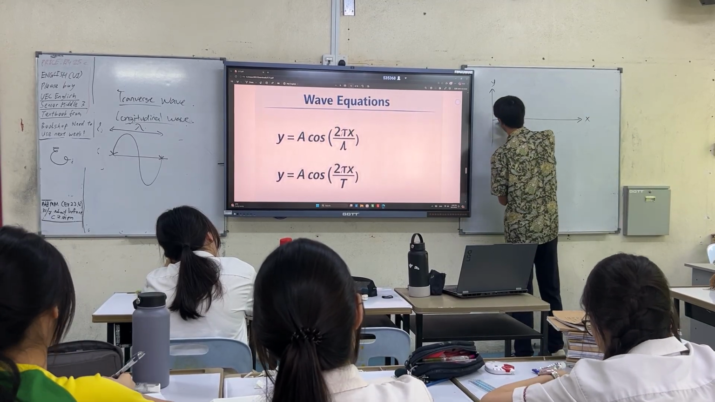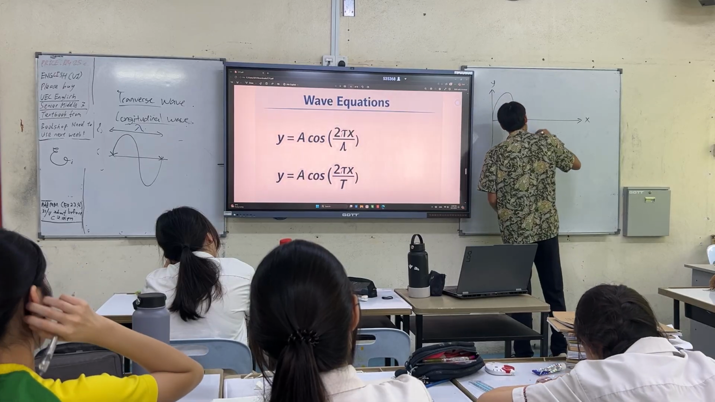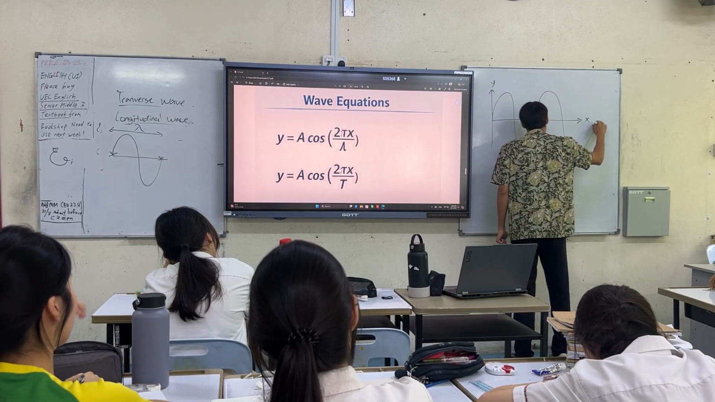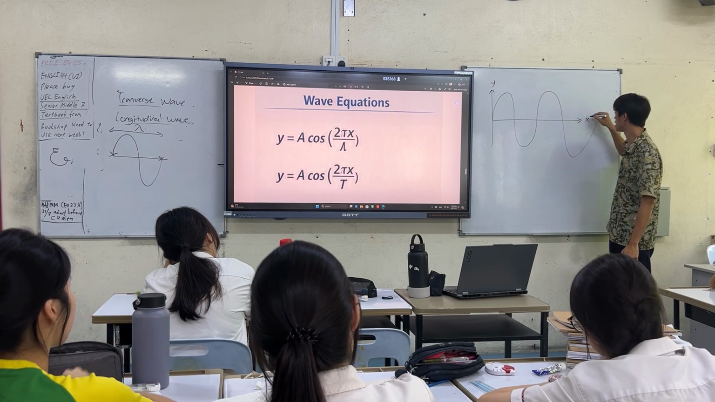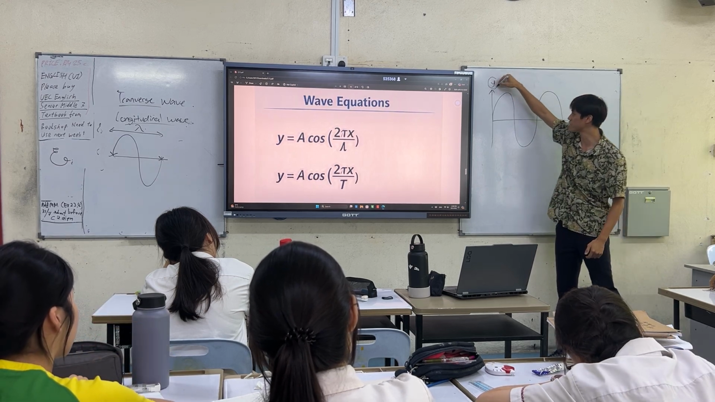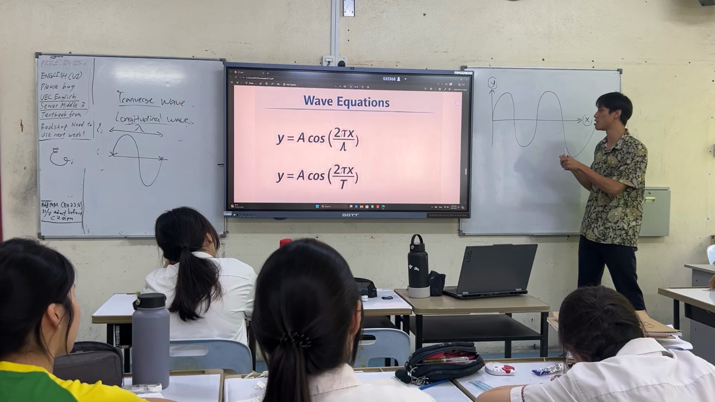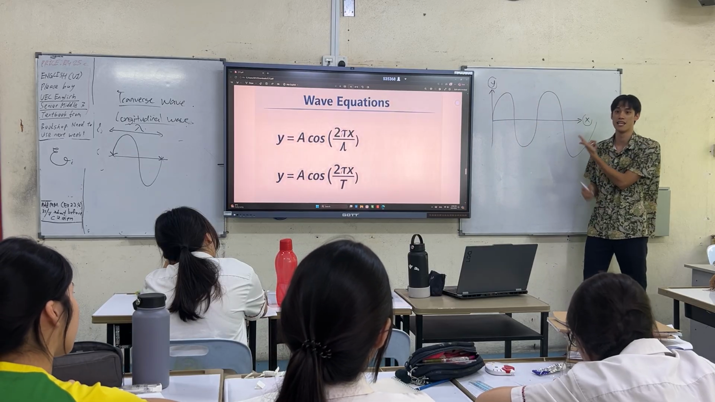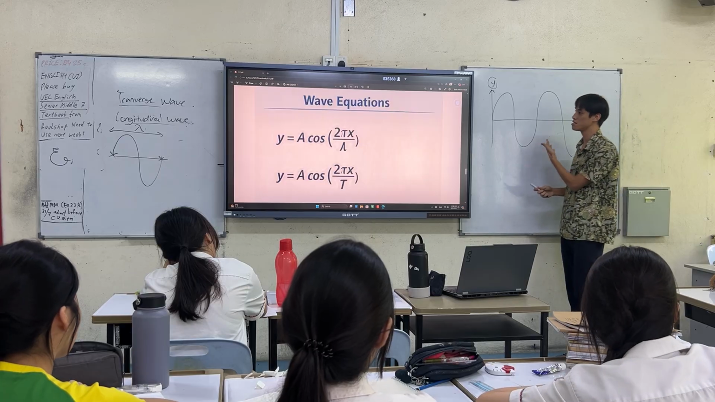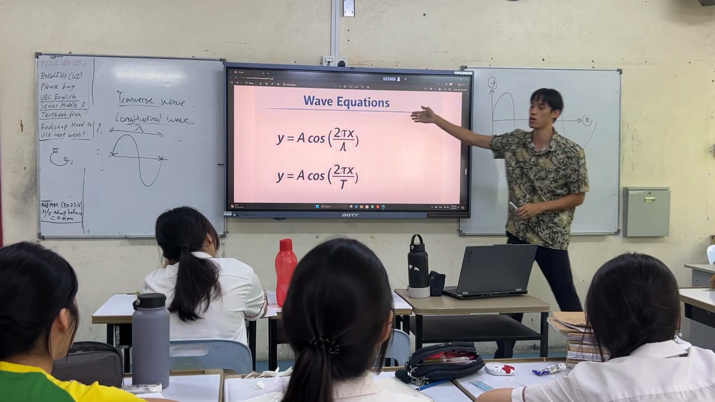If I draw like this, this is how we see the wave, focusing on x and y. If a droplet drops over here, we can see the wave progression like this. Is it simple? So we want to write this in equation form.